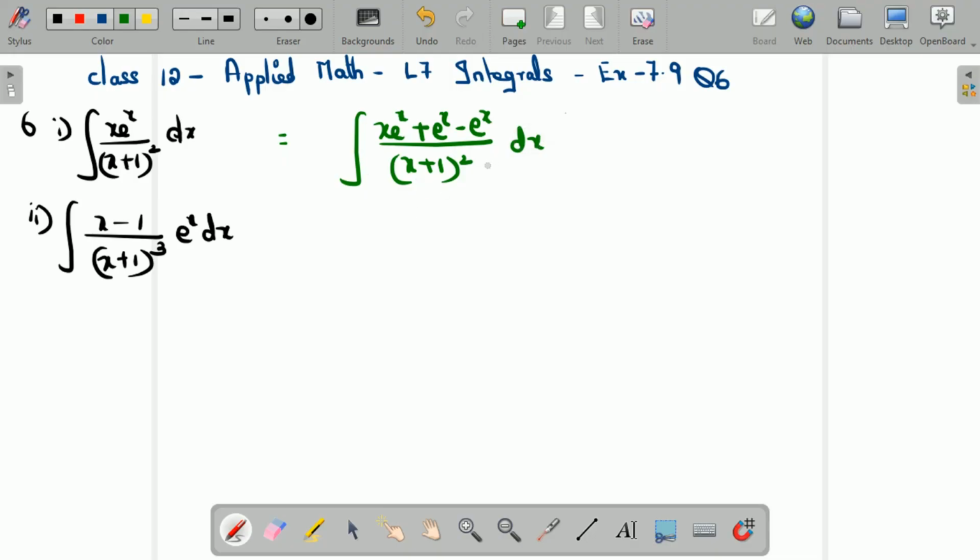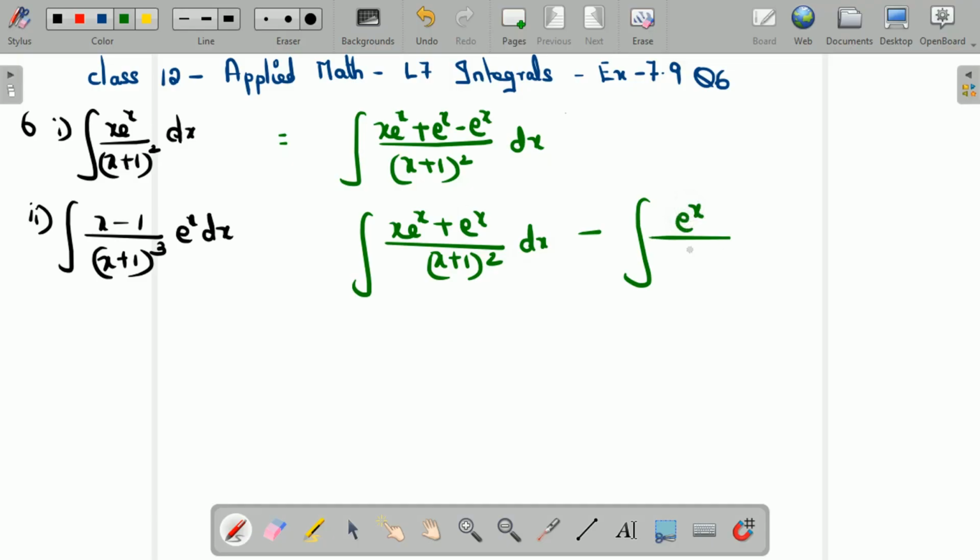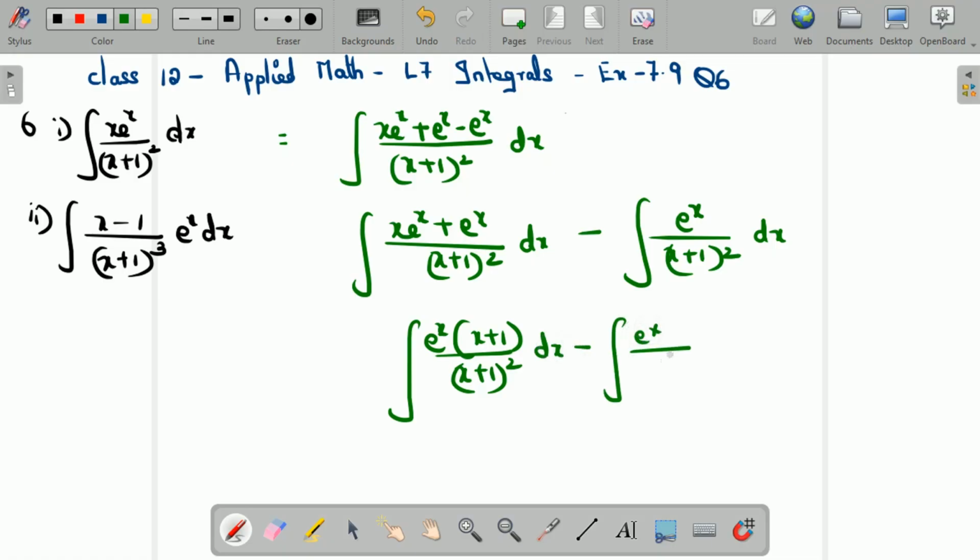Now I'm going to break this integration like this. So this becomes integral of (x e^x + e^x) divided by (x+1)^2 dx. Then there is a minus integral e^x divided by (x+1)^2 dx. Now in this case, I'm going to make small changes. I'm going to take e^x outside, so this will become (x+1) divided by (x+1)^2 dx, minus integral of e^x divided by (x+1)^2 dx.